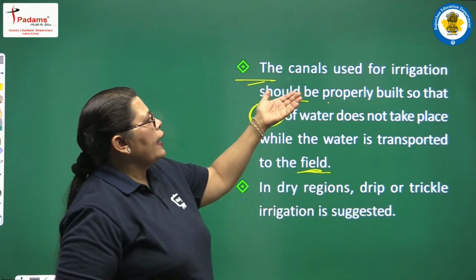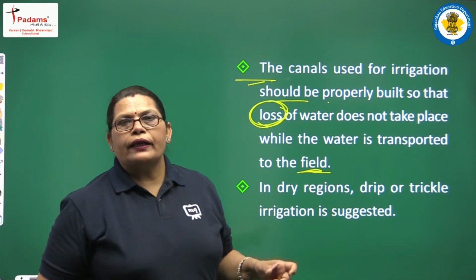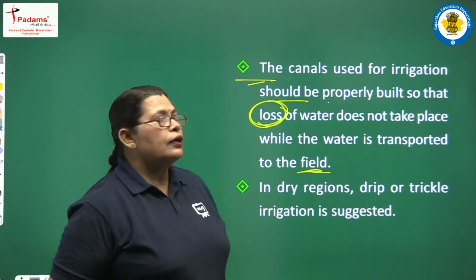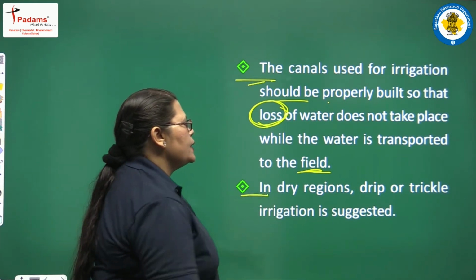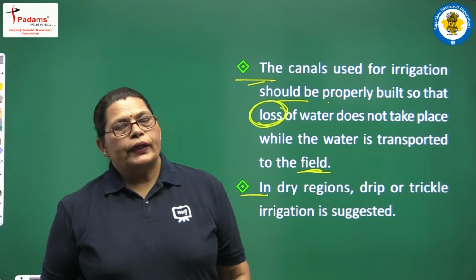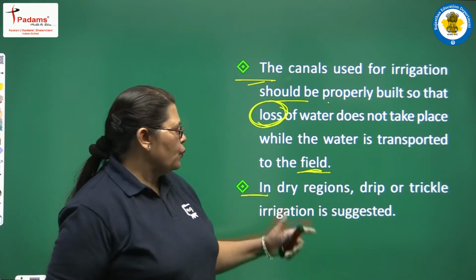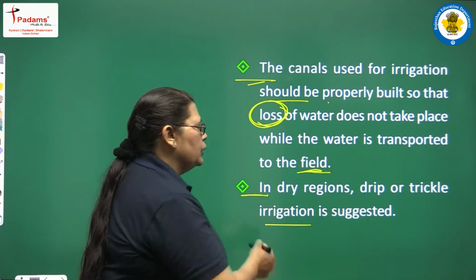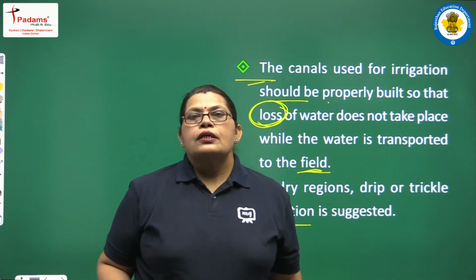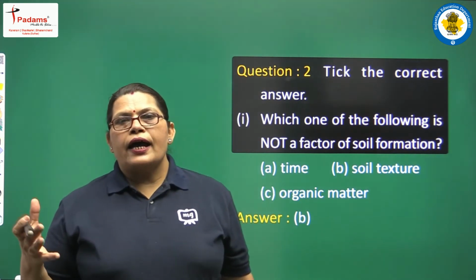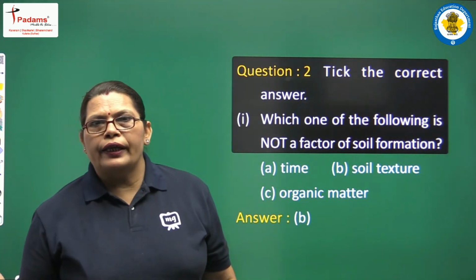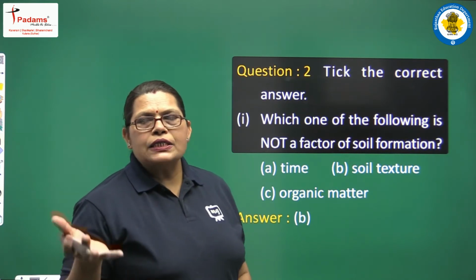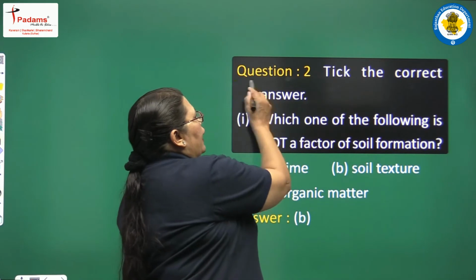So, canals are better for conservation because these are the main method of irrigation. Next one is for the dry regions. What is the important thing we will do? In dry regions, drip or trickle irrigation is suggested because sunlight is very strong and these are hot areas. So, the drip system is the best method of irrigation for that.